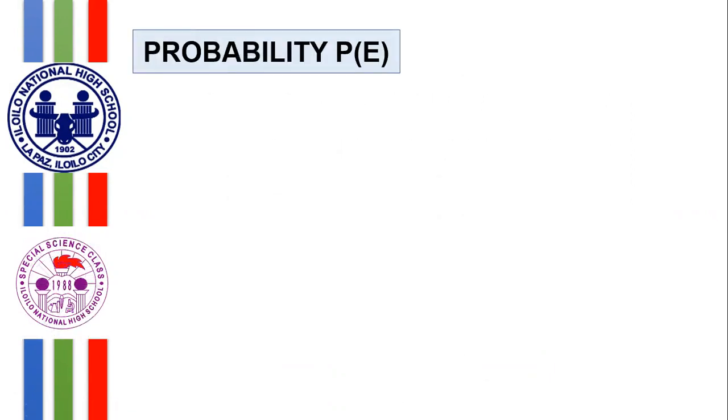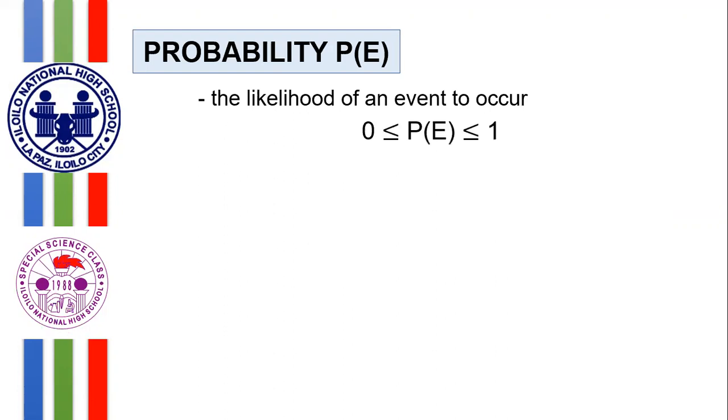When we speak about probability, let's denote it by P of E. It refers to the likelihood of a certain event to occur. And the value of P of E actually ranges from 0 to 1. A probability of 0 tells us that a certain event is impossible to happen, whereas a probability of 1 tells us that a certain event will surely happen.